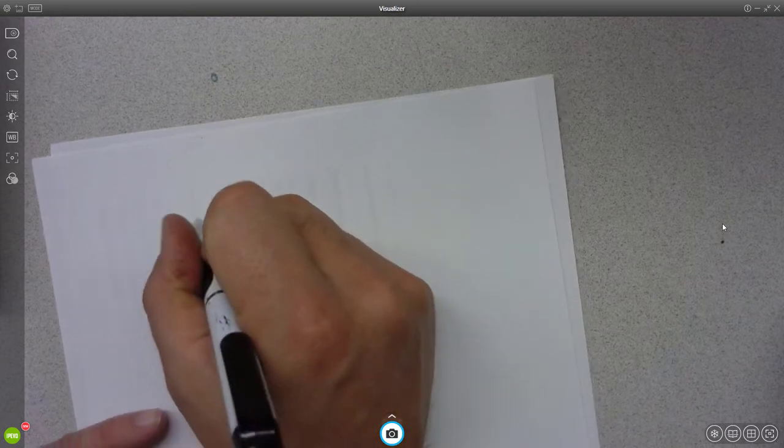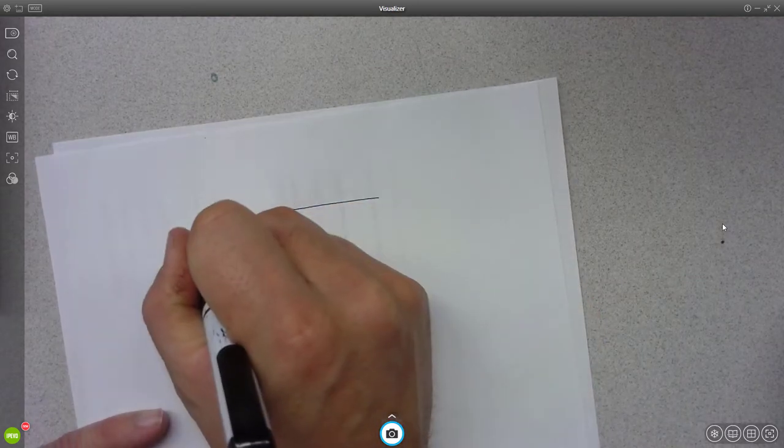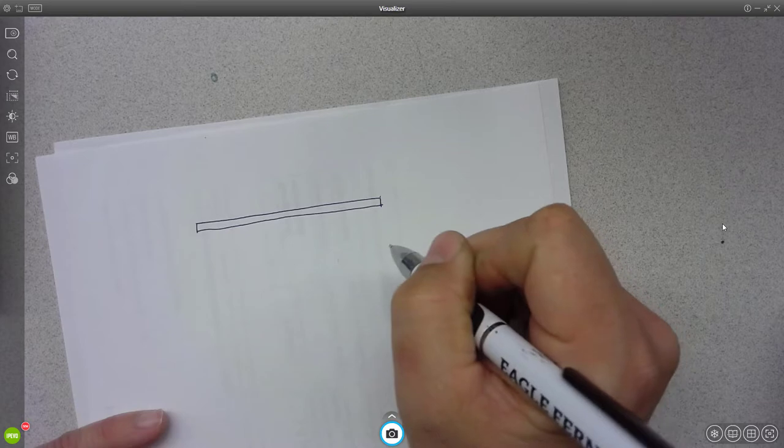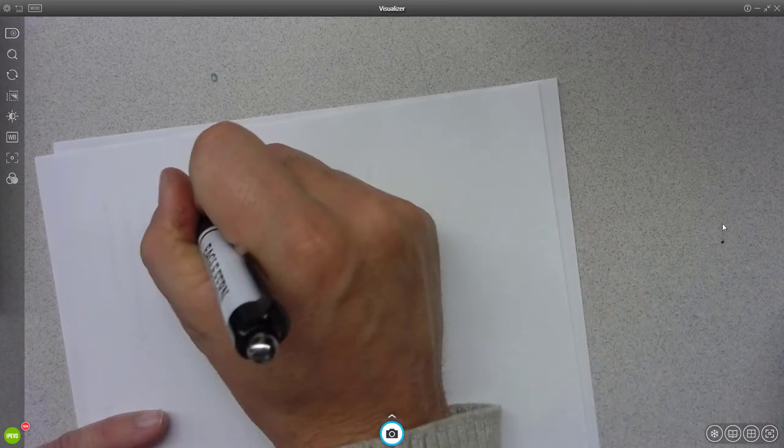Okay, so if you got the alternative ending, it was a beam that looked like this.